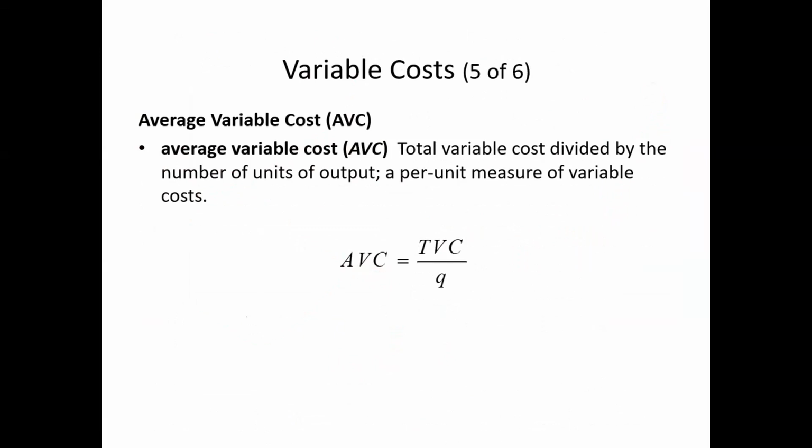Now, average variable cost is just your total variable cost divided by your quantity. Now, this is important. Average variable cost is going to be a critical thing when we get to Chapter 9.